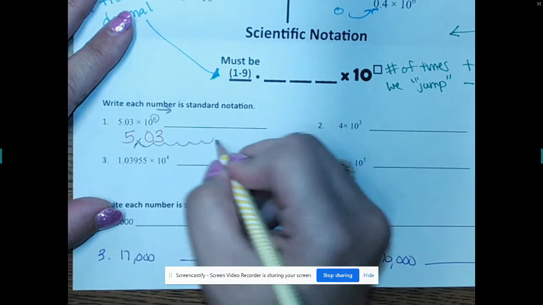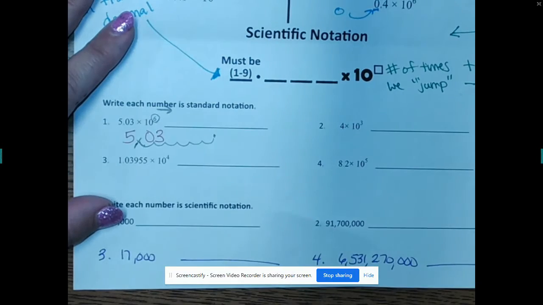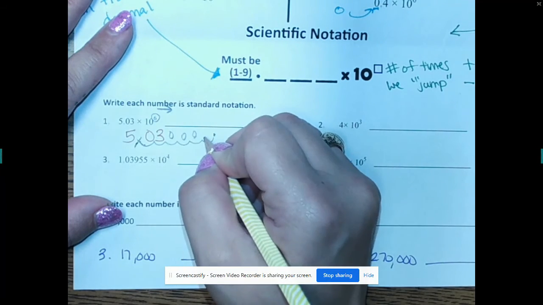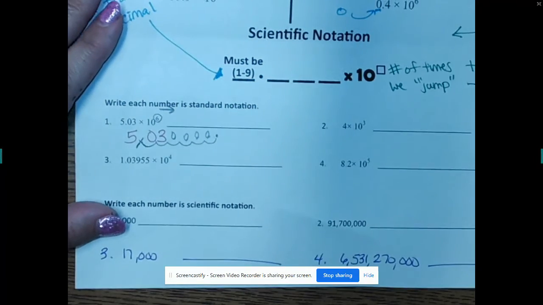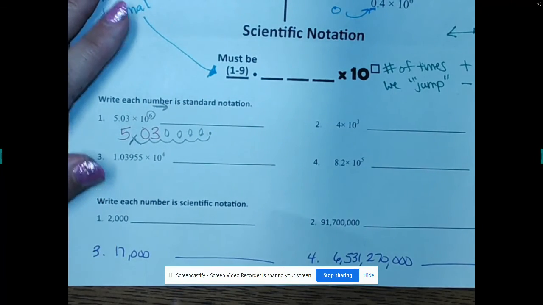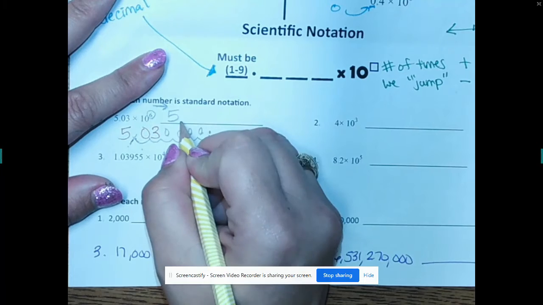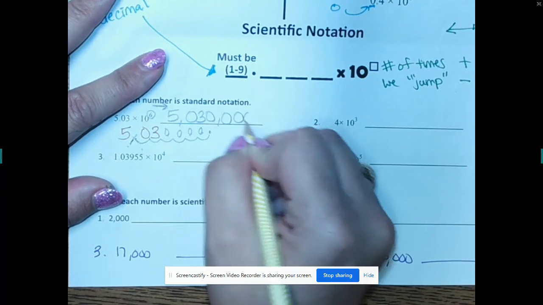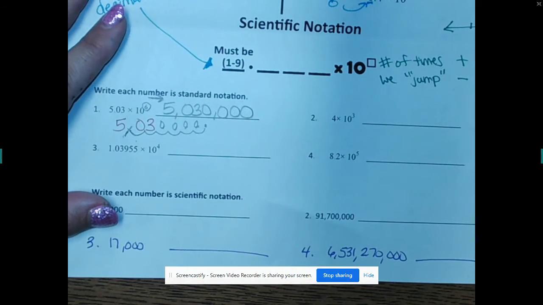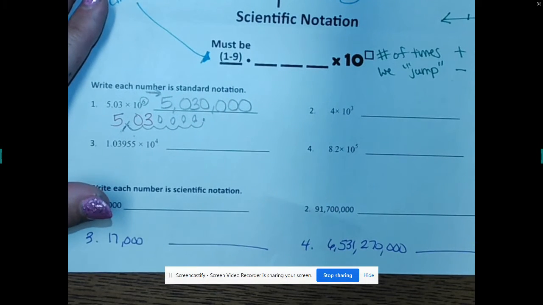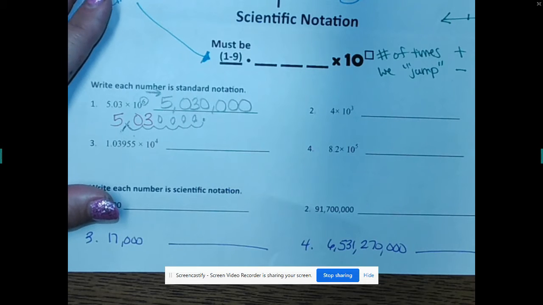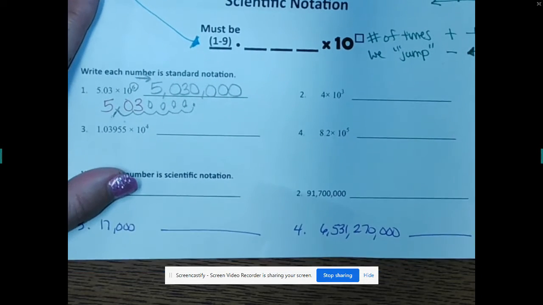So now my decimal is right here. What do you think I should fill in with? Zeros. 1, 2, 3, 4. So it doesn't mean there's 6 zeros. It means there's 6 hops. So this number is 5,030,000. And that's literally all we're doing. You're moving your decimal. He made it sound so much more complicated than it really was. Yeah, you're moving your decimal, okay?